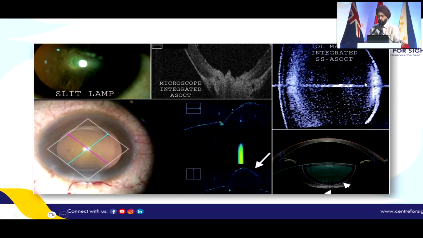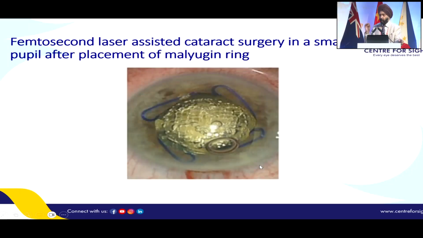Even if you use the IOL Master 700, you could see this defect. So slit lamp examination, pre-op OCT, and even IOL Master 700 can let you know and caution you that there is a defect and you have to work accordingly. And this is the microscope integrated OCT. Again, you could see this huge fluffy matter which was going into the vitreous. And once everything was cleared, you could see a blob of vitreous coming out. So friends, posterior polar cataract is something which is fantastically handled when you are doing a femto.